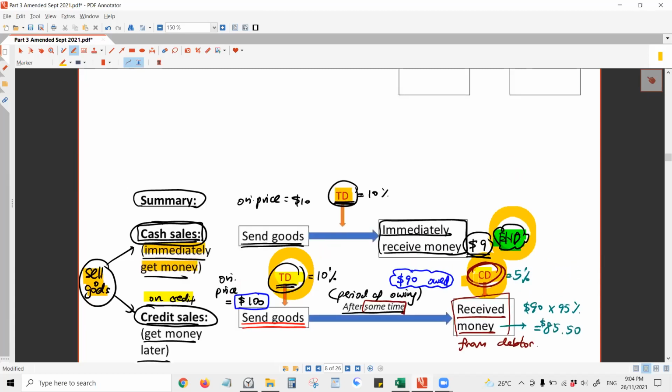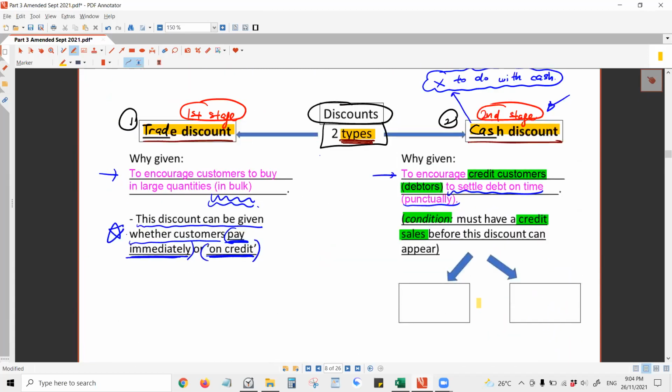Okay. Therefore, that's why you have this. The condition for the cash discount: there must have been a credit sale before this discount can appear. Agree? Okay. And trade discount, it doesn't matter. As long as customers buy a lot, whether it is immediate payment or buying goods on credit, you can give them trade discount. Now you see two boxes here, right?